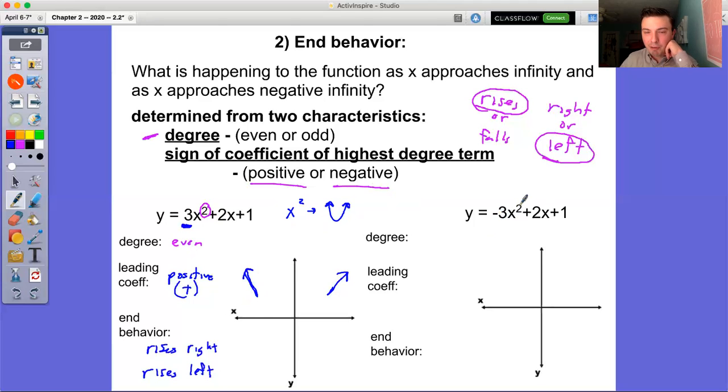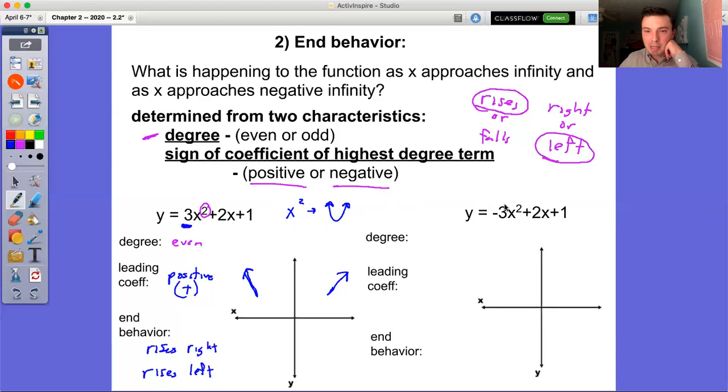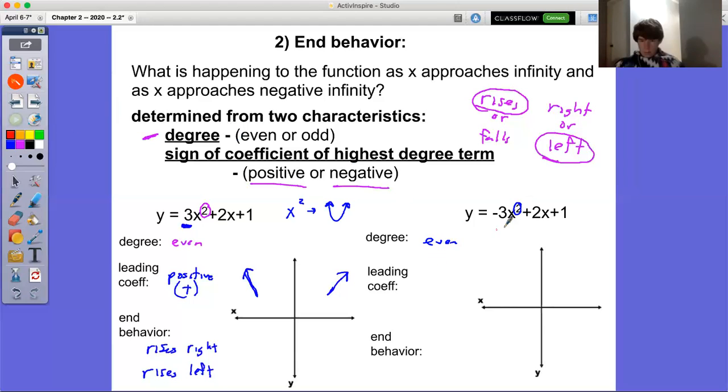So what's different about this other one? Somebody tell me. Jared, what's different about this next example compared to the first one? What's our degree? It's even, since it's still 2. So our degree is still 2. And what's different about this one compared to the first one? What's the leading coefficient? It's negative.